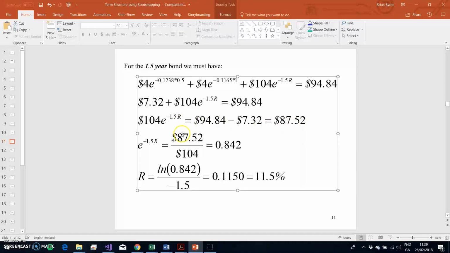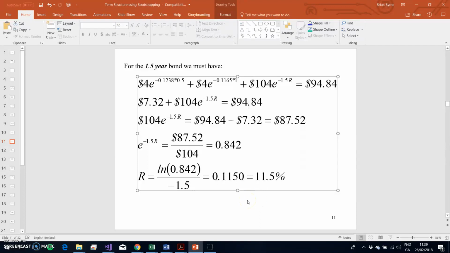And then to solve for R, same exercise as before, divide both sides by the 104. And then to get rid of the exponential, we take the natural logarithm of both sides. And because we have 1.5 on this side, we have to divide over. Then when we estimate that, we have 11.5. So the 18-month zero coupon rate is 11.5%.